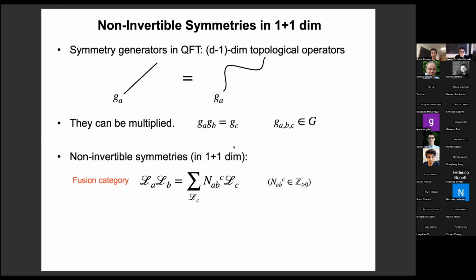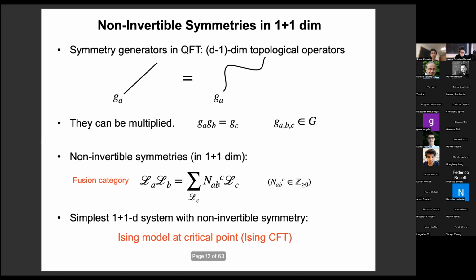However, we know that there are generalizations of this concept, which nowadays are called non-invertible symmetries. In 1+1 dimensions, they are basically fully understood from a mathematical point of view, and it's called a fusion category. The difference from the usual group-like symmetry is that if you multiply two objects, you do not get a single object, but the sum of different objects. And this N_ab^c is some non-negative integer called the fusion coefficient.